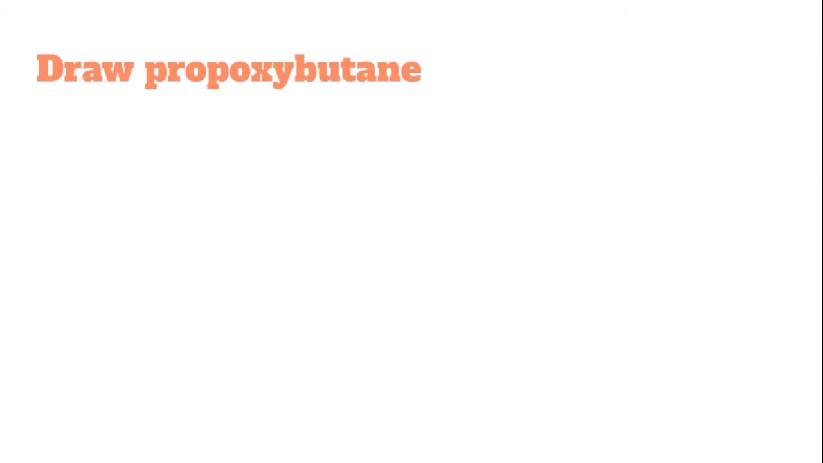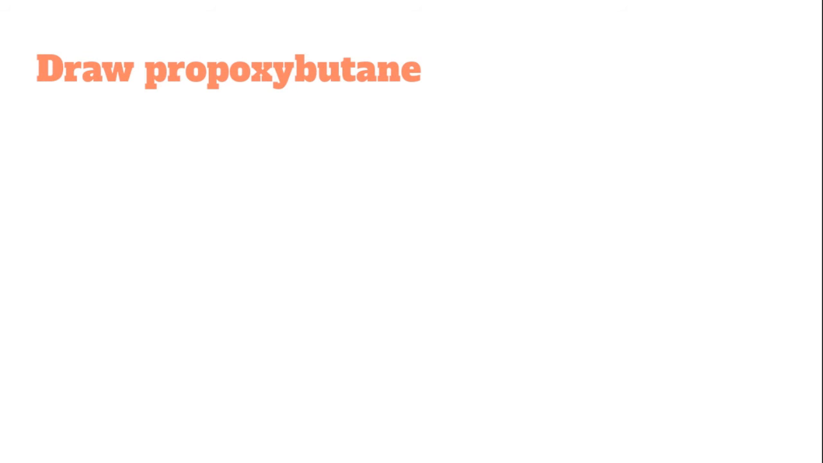So draw propoxybutane. Start with the butane first. How many carbons is that? Ane, is that single, double, or triple bonds? Then you've got another carbon chain, prop. Oxy would be the oxygen separating them out. Pause the video right now. Draw propoxybutane.